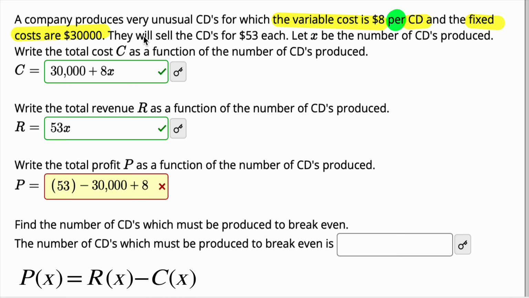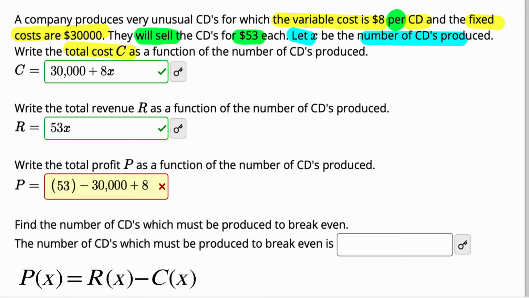Now I'm going to see here, it says the keyword sell. I will sell the CDs for $53 per CD or for each CD. So that means the price that I'm selling is $53 and I'm going to get $53 times each CD that I sell. And then it's also telling me that I'm going to use the variable X to represent the number of CDs produced. So the first thing it wants to know is the cost function.